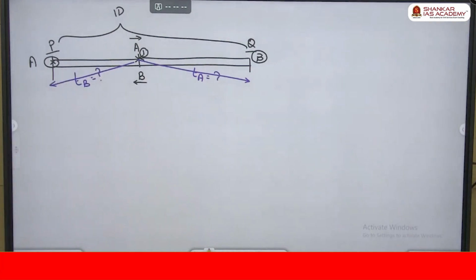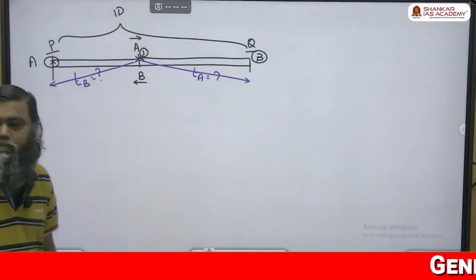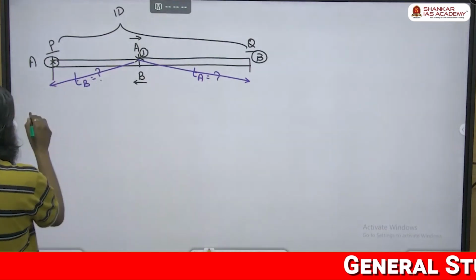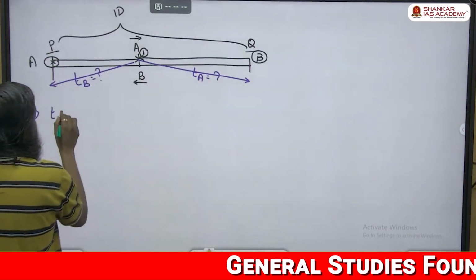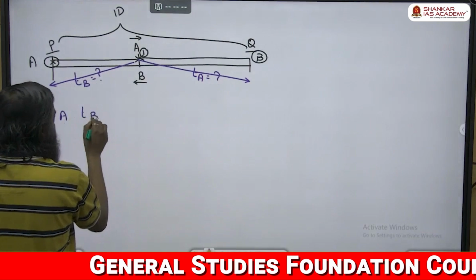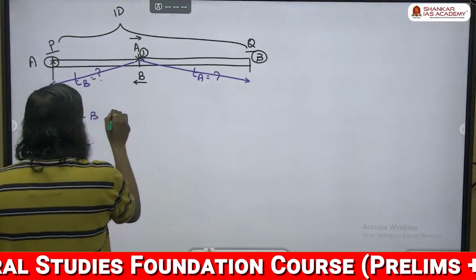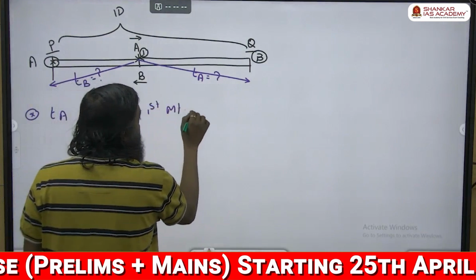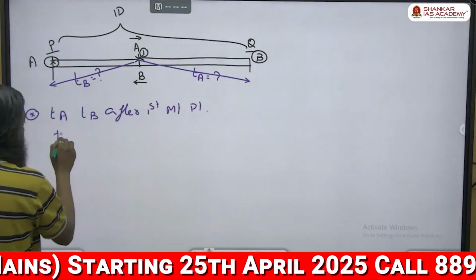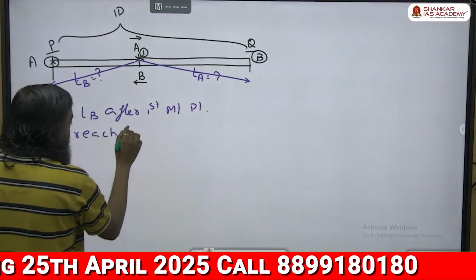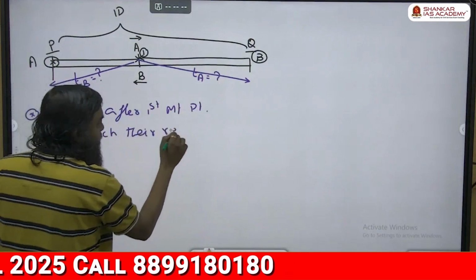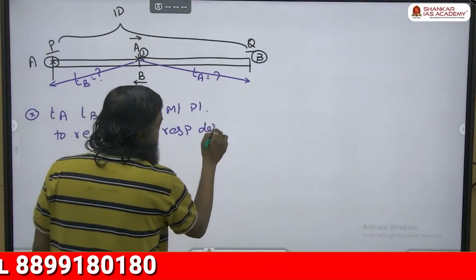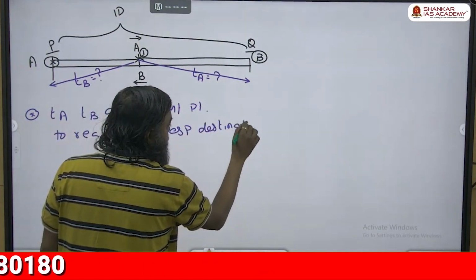Understood my language? Understand this, boss? That means the question asks for the ratio, or the value of time taken by A and B after the first meeting point to reach their respective destinations. Are you understood or not?